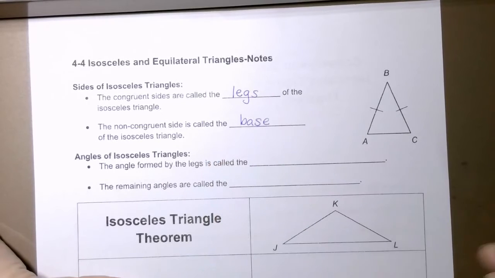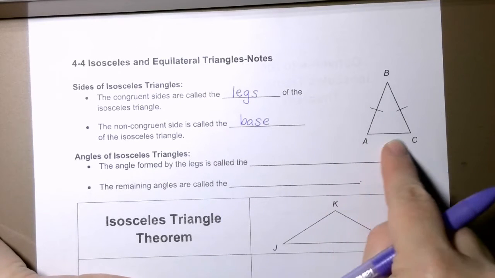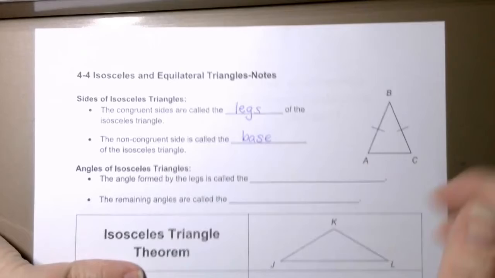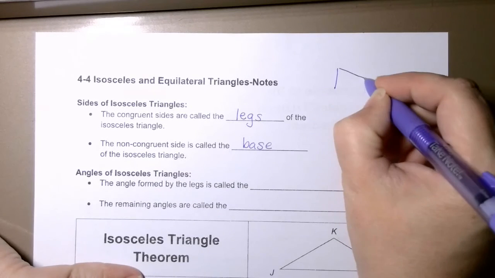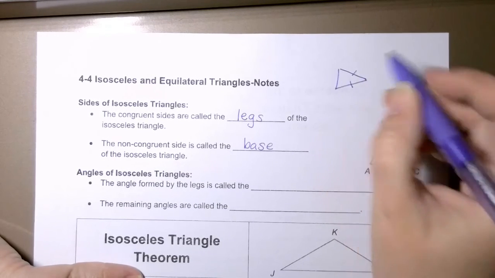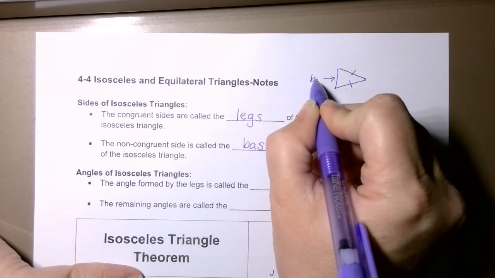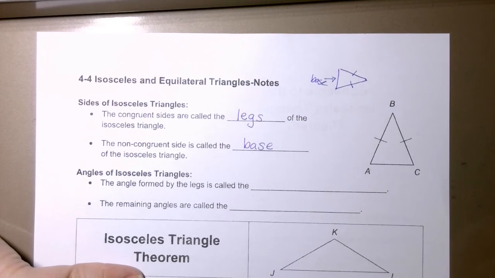Now that's important to note because your isosceles triangle isn't always going to be standing up on its base. I could have an isosceles triangle that goes like this. This is your base. It's not always on the bottom.